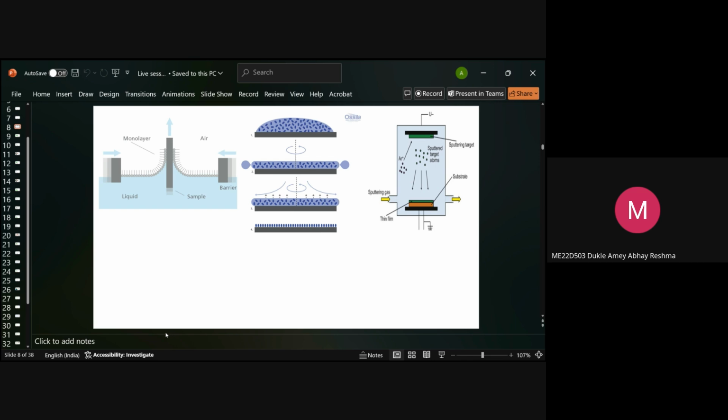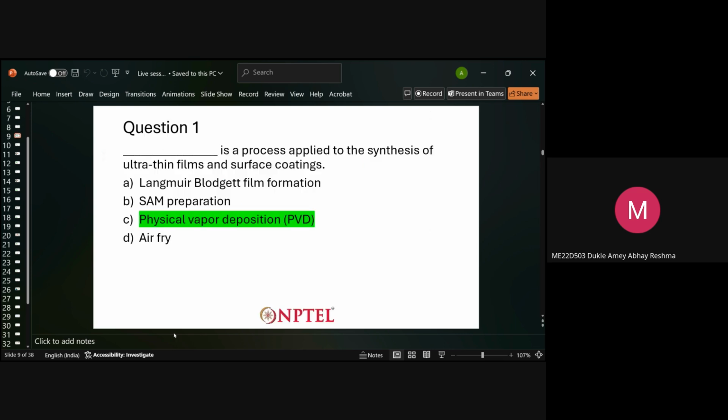So basically, if it's a gold target, argon will go and hit the target. Gold atoms will be ejected. The ejected gold atoms will be accelerated, and they will hit the substrate down at the bottom. The motion of the gold atoms will be because of the potential difference. So from these three options, you can see that in the first two options, you can only get a single layer. You will not get a film. So the answer here is physical vapor deposition, PVD.